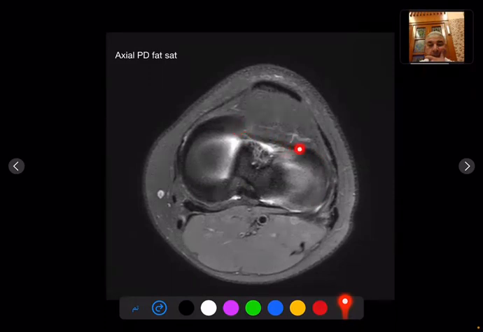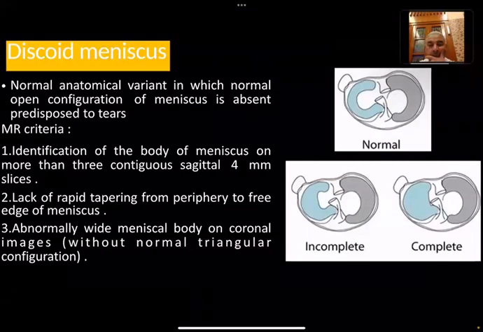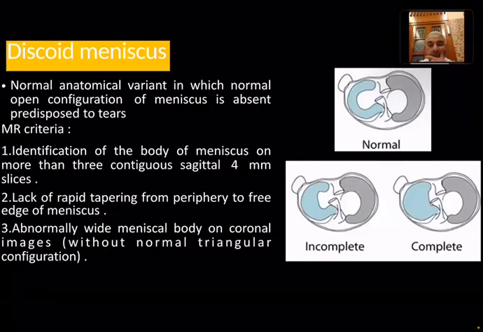Discoid meniscus is a normal anatomical variant in which the normal open configuration of the menisci is absent, predisposing to tears. MRI criteria: identification of the body of the meniscus on more than 3 continuous sagittal 4 mm slices, lack of rapid tapering from the periphery to the free edge of the meniscus, and an abnormally wide meniscal body on the coronal image.